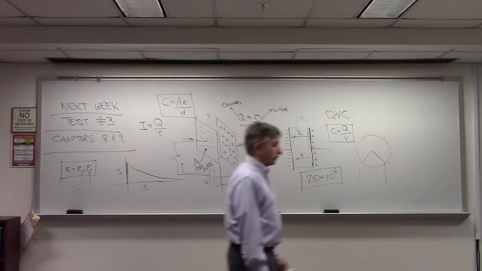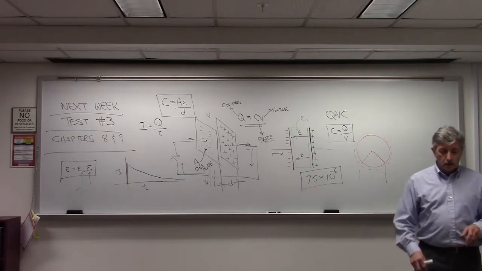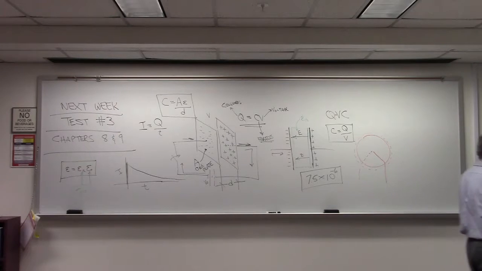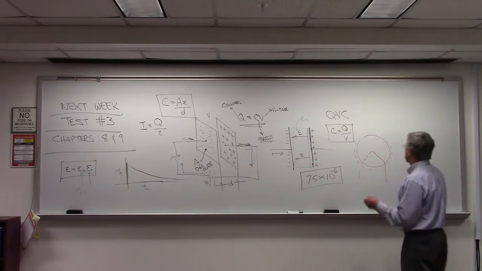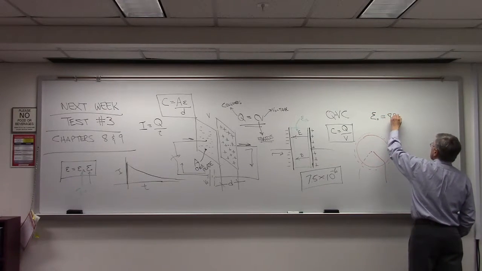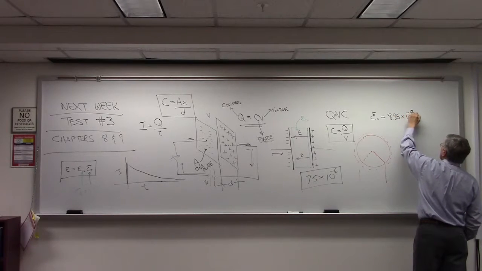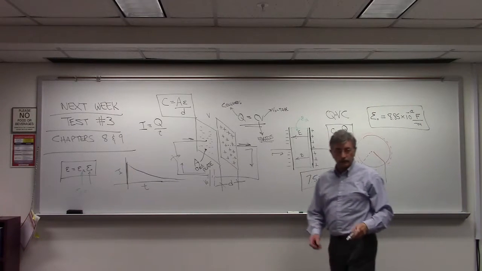And the permittivity of free space is measured in farads per meter, and it's on page 389. It's 8.85 times 10 to the minus 12 farads per meter. I have no clue how they came up with that.